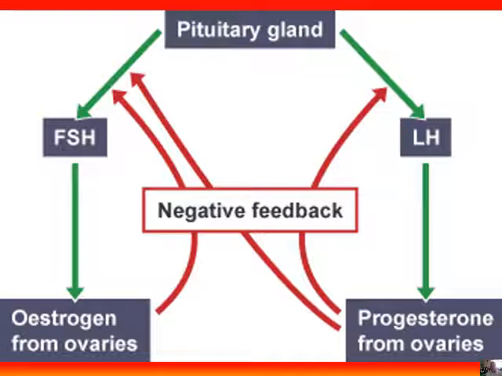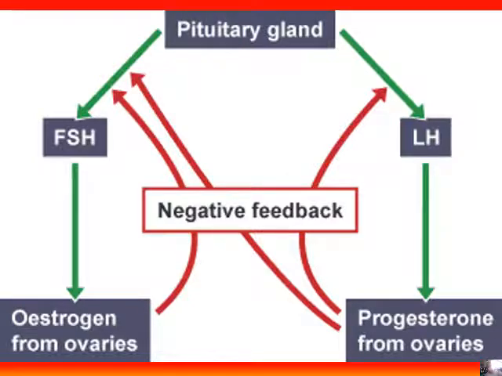In 14 days, the amount of estrogen is going to increase. Once it reaches that peak, it hits a threshold which inhibits the pituitary gland from producing follicle stimulating hormone. When this happens, estrogen actually stimulates the pituitary gland to start releasing luteinizing hormone, or LH. Once LH peaks, it causes the mature Graafian follicle to go through the process of ovulation.